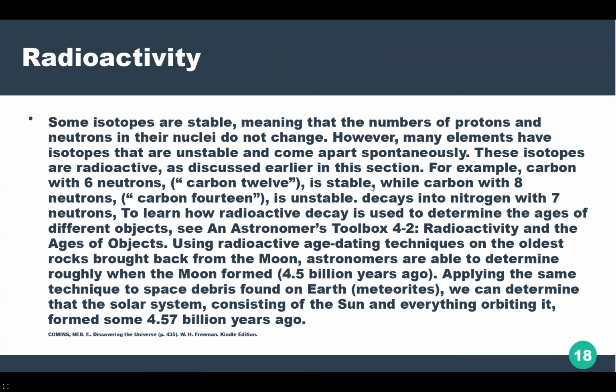Using radioactive age dating techniques on the oldest rocks brought back from the moon, astronomers are able to determine roughly when the moon was formed, 4.5 billion years ago. Applying the same technique to space debris on Earth, meteorites, we can determine that the solar system, consisting of the sun and everything orbiting it, formed some 4.57 billion years ago.